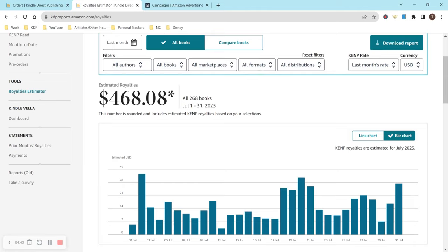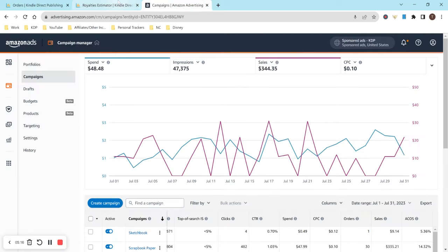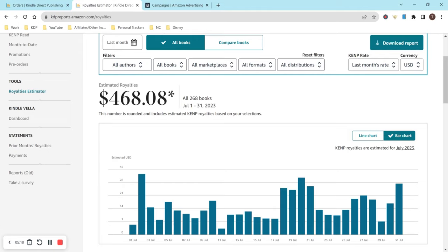But if I subtract my campaign money, so $48.48, this is still going to be my highest royalties day. And I will show my current year of royalties and orders to kind of give you a visual on how I'm doing with KDP and what the trend is.